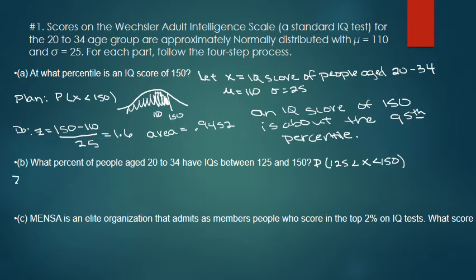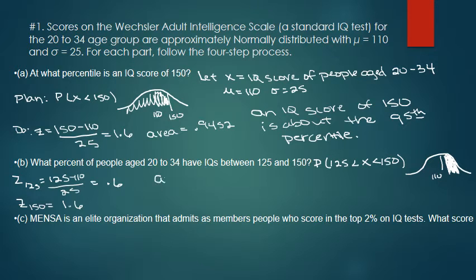Then I need to find the two z-scores. So I'm going to find the z-score of 125, which is equal to 125 minus 110 divided by 25, which is 0.6. We already found the z-score of 150 in part A, so that's 1.6. I am going to draw a picture of the curve again. I should have done that earlier. 110 goes in the middle, 125 is to the right, 150 is to the right, so we're shading that area. We can see that our answer should probably be less than a half because we don't even have a full half of a curve shaded.